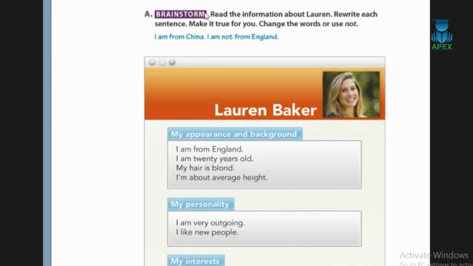So part A, brainstorm. Read the information about Lauren, rewrite a sentence, make it true for you, and change the words or use not. I'm from China, I'm not from England. Lauren Baker. My appearance and background: I'm from England, I'm 20 years old, my hair is blonde, I'm about average height. So you can change this information based on yourself.